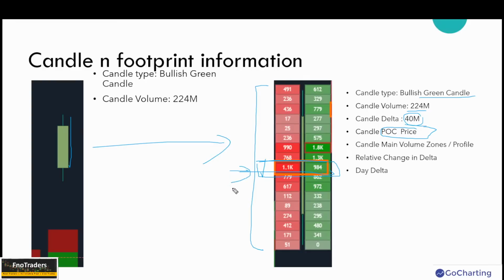Sometimes we are stuck in a situation where there is a 100 to 200 point candle, and I want to know what area within it is important for me. This is where I look at the POC of that candle. You can also see the different candle zones through a profile, so each candle can be viewed as a profile itself. And you can see the relative change in delta: from the start of the candle to the end, what was the min delta and the max delta. You can also see the cumulative day delta, which is the total delta clocked so far during the day, added up throughout the day.